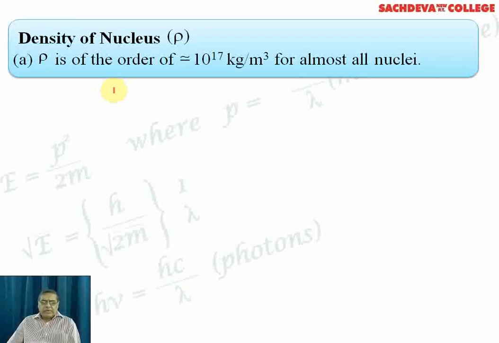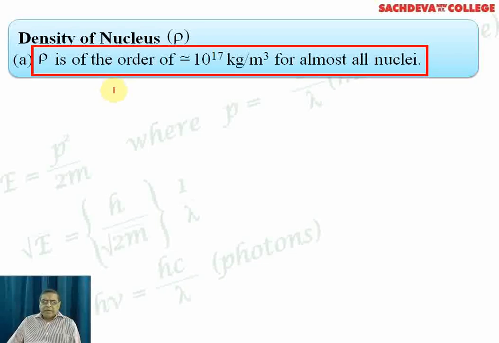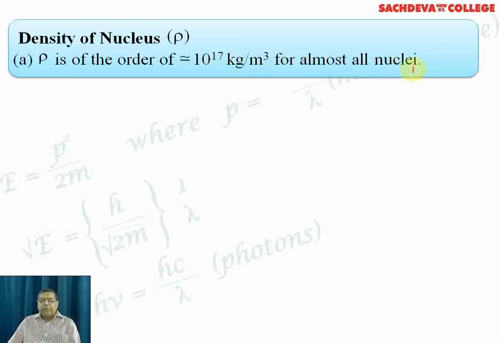So density of nucleus will remain always constant, and the order of the nuclear density is found to be 10 to the power 17 kilograms per meter cube for almost all nuclei. Another important thing we can go through is an example. Suppose that we have two buckets filled with water, and one bucket is filled with say 10 kilograms of water, whereas the other bucket is filled with 20 kilograms of water. No doubt that the amounts are different, but both the buckets contain water, so the density of water remains constant whether the amount is more or the volume is more.